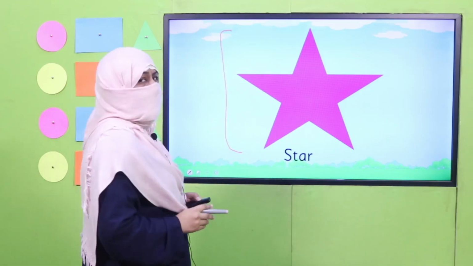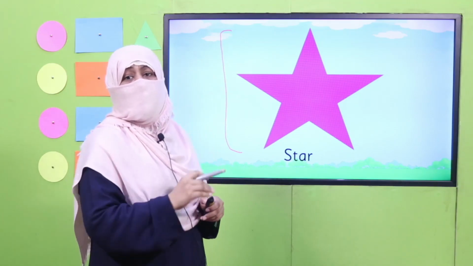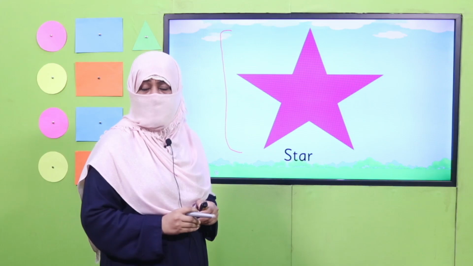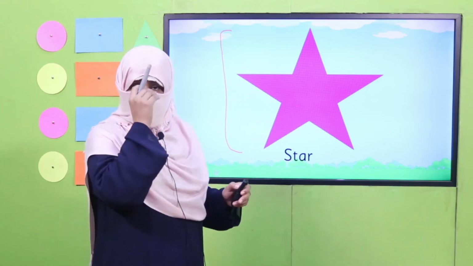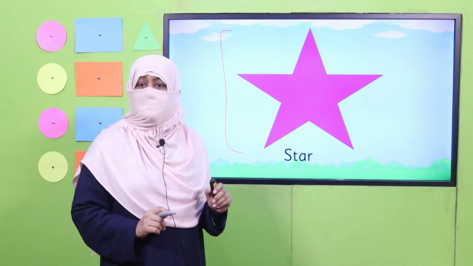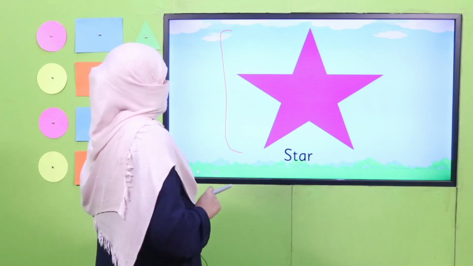All right, so these are a few shapes. Maybe there are many more. So you can find out around you how many shapes are there. You can discuss it with your teacher. But so far, these shapes you must recognize, and I guide you how to draw these basic shapes.